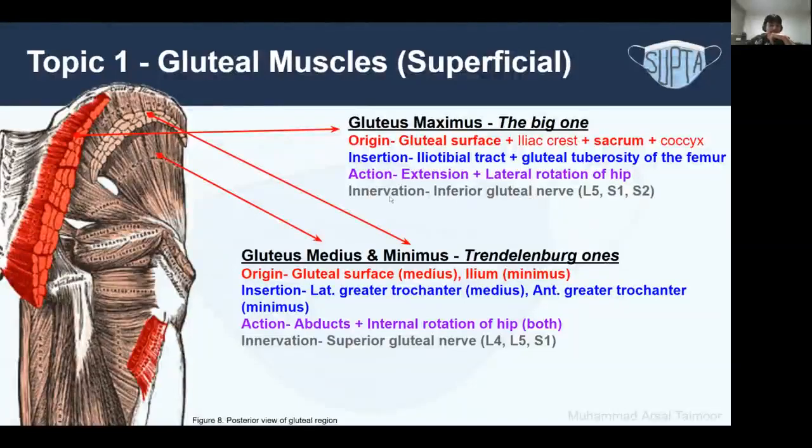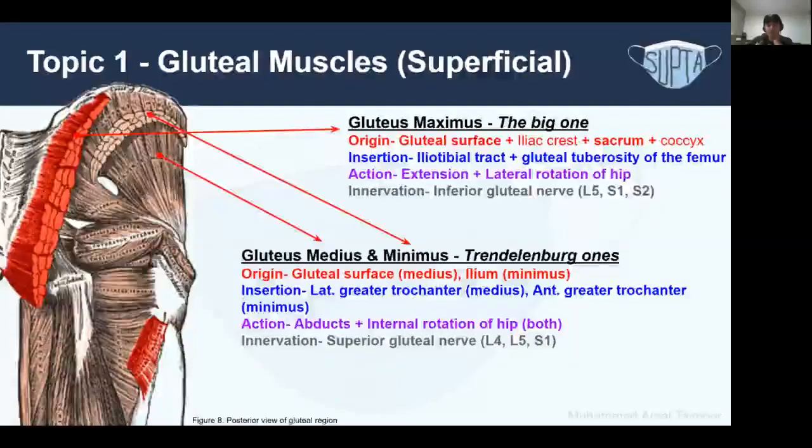Then innervation, so this is where knowing your nerves, knowing the lumbosacral plexus, comes into play. I will talk about it in the next couple of slides, but it's innervated by the inferior gluteal nerve, which is one of the sacral nerves, L5 to S2. Then gluteus medius and minimus, these are the ones that are relevant to Trendelenburg sign. Everyone should know what Trendelenburg sign is.